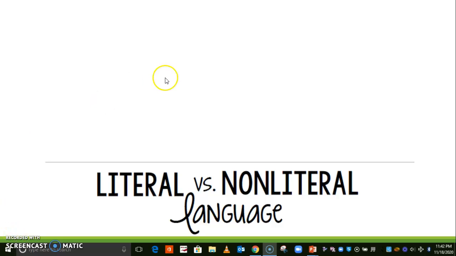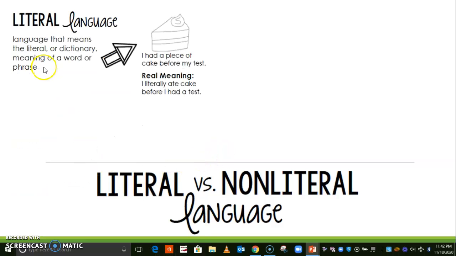So let's talk about what literal language is anyway. Literal language is language that means the literal, exact meaning. You can think about it as the dictionary meaning of a word. It's exactly what you would think of, and if you went to a dictionary, that's what it would say it meant. The example: I had a piece of cake before my test. The real meaning would be I literally ate cake before I had a test, right?